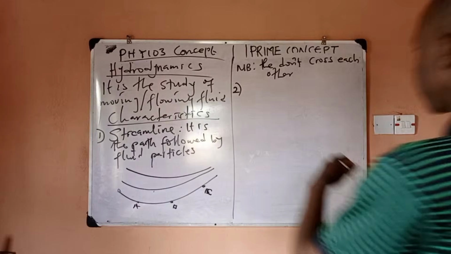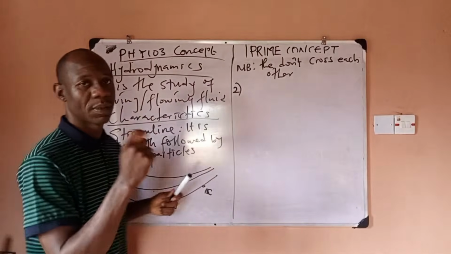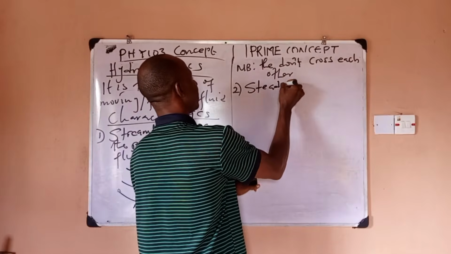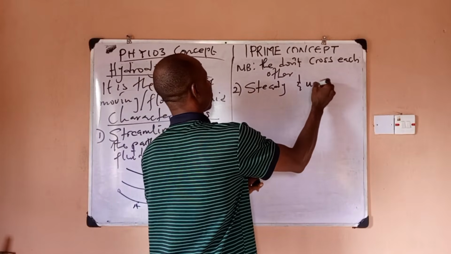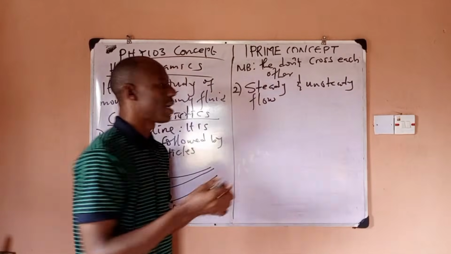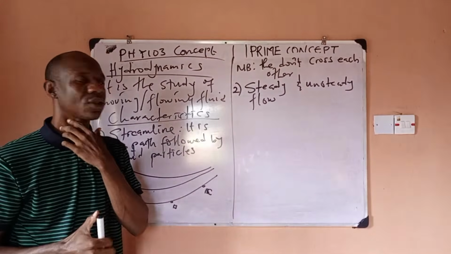Now, so that is a streamline. Now, number two thing you need to know is what you call steady and unsteady flow. So you have steady flow, and you can also have what?